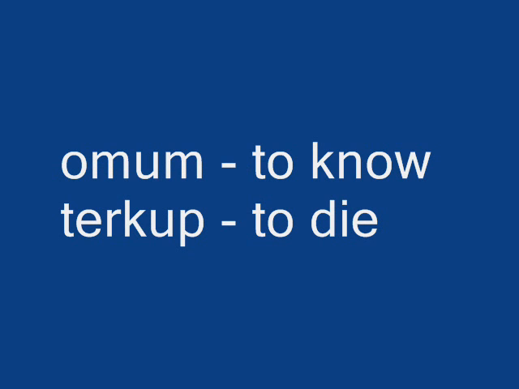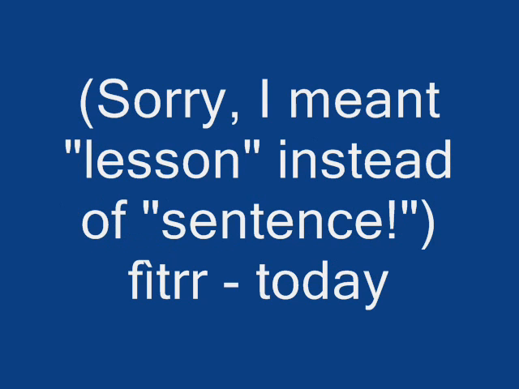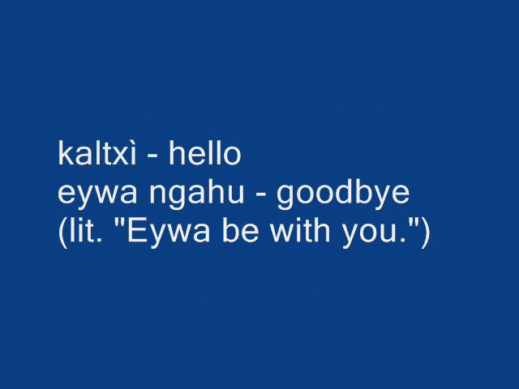There are no nouns, however there are two verbs. One of them is omum, which is to know, and the other is terkup, which is to die. The one adverb in the sentence is fìtxan, which means today. The two interjections are kaltxì, which means hello, and ewan gahu, which means goodbye. Well, literally it means ewa be with you.